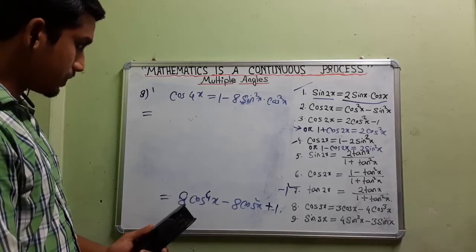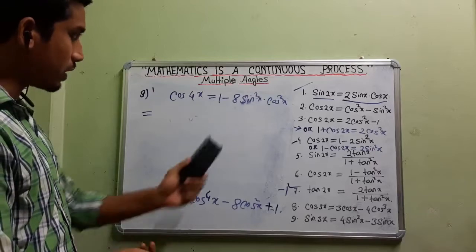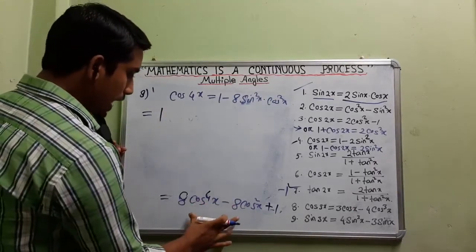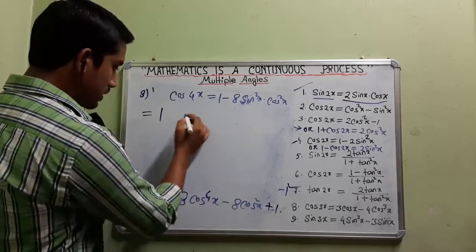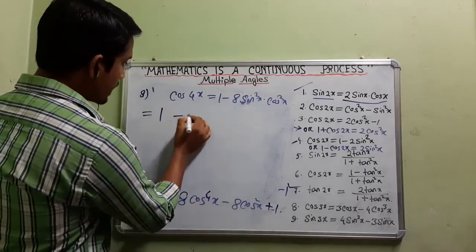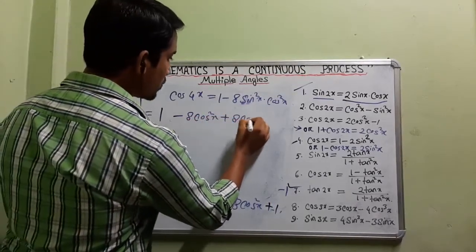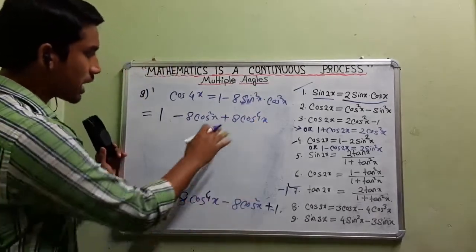No, because I need to have that one minus something. So yes, we got 1, and from this 2 you take something common. We got 1, let me write minus 8 cos square x, plus 8 cos to the power 4x. I got this one. In the reverse order I have written.